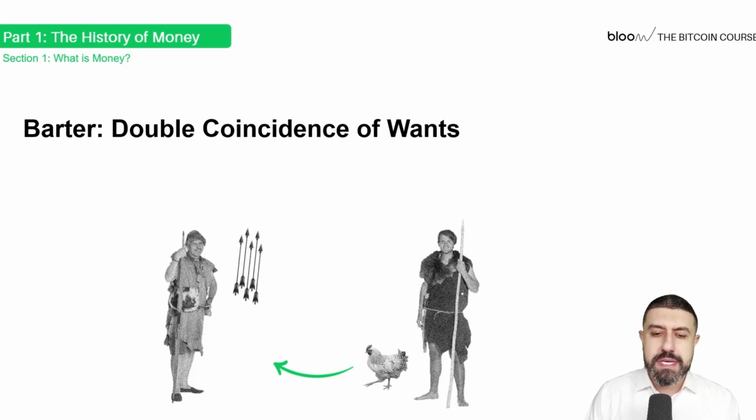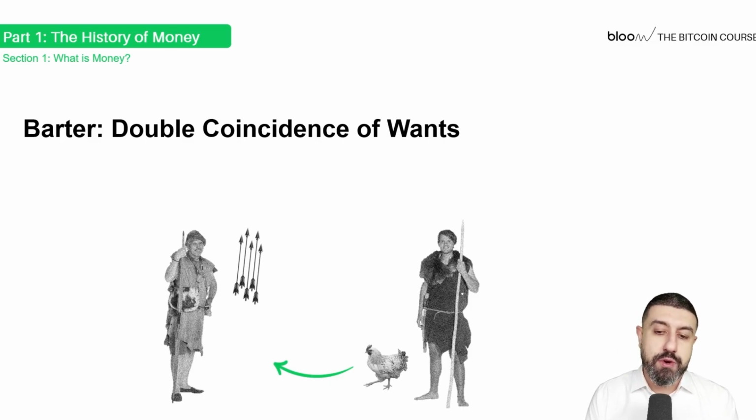Because what happens if you wanted the chicken, but this guy doesn't want your arrows? He doesn't need them. This is what we call the double coincidence of wants. You have to have something that somebody wants, and that person also at the same time has to have something that you want of equivalent value, which is not easy for this to happen. It's not something that's common.